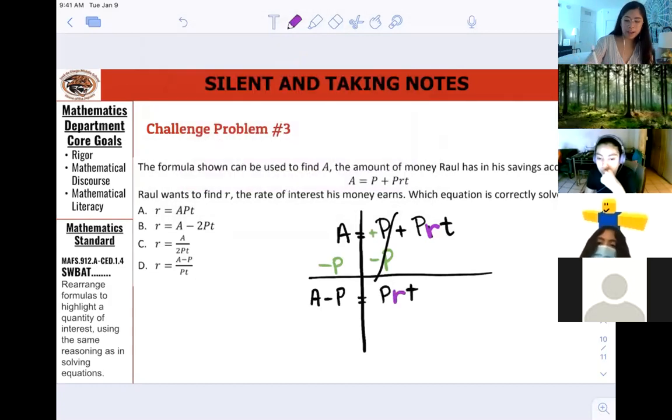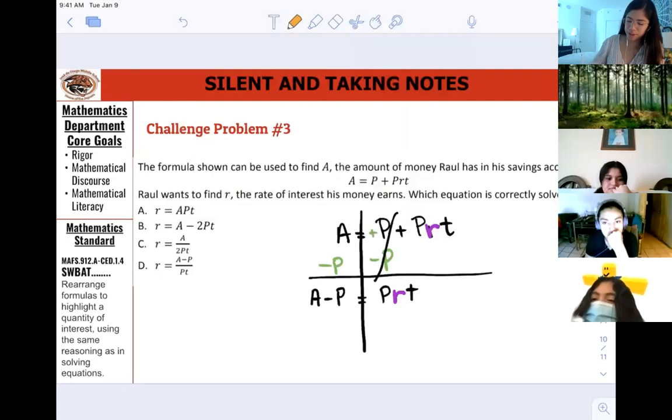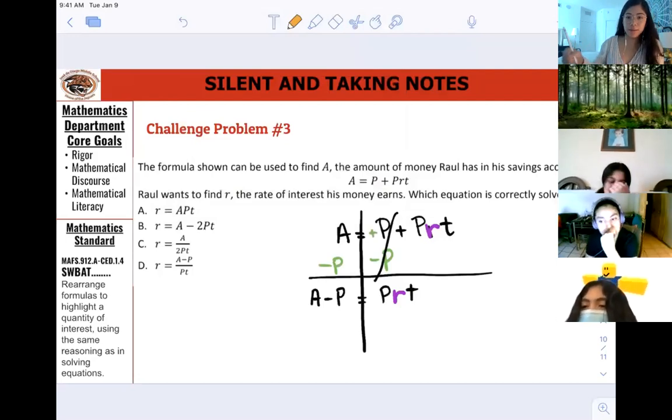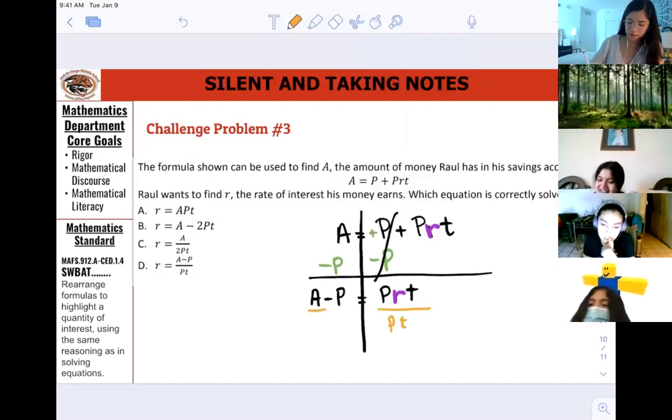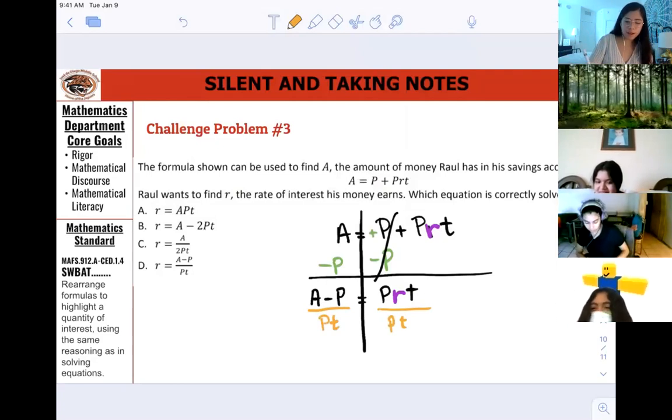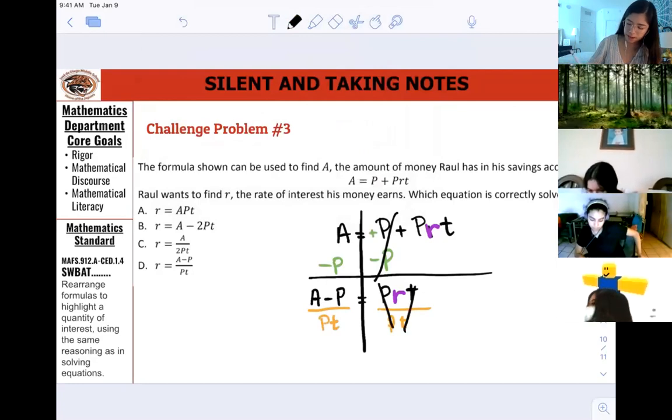Okay. Now I can get rid of everything else. And what operation should I use to get rid of everything else? Division. Division, exactly. Since this is P times R times T, the opposite of multiplication is division. And you can divide by everything you don't want. I don't want the P or the T, so they can go away. And that cancels out everything I don't want, which leaves me with R by itself. And I have A minus P over PT.